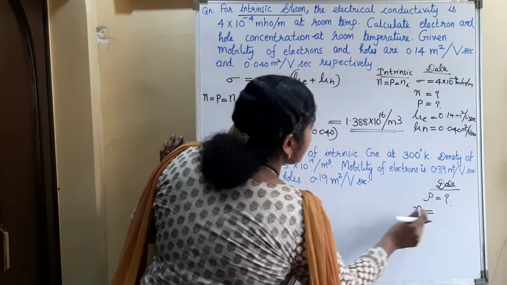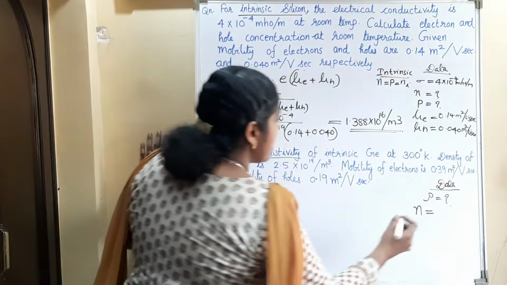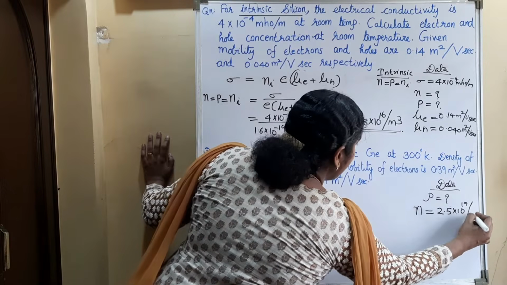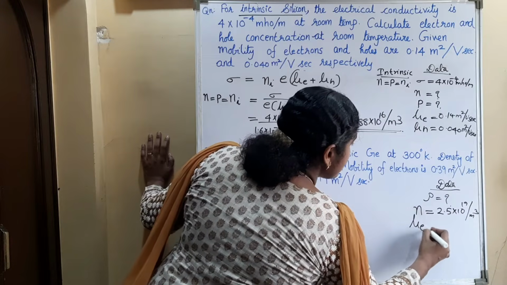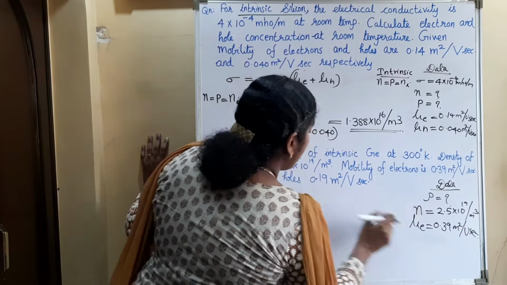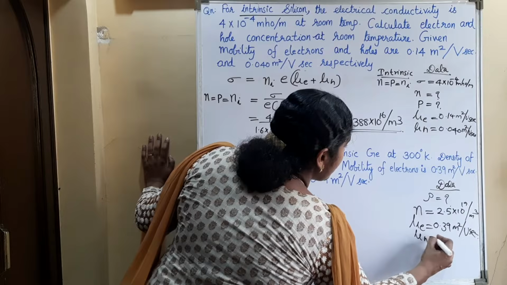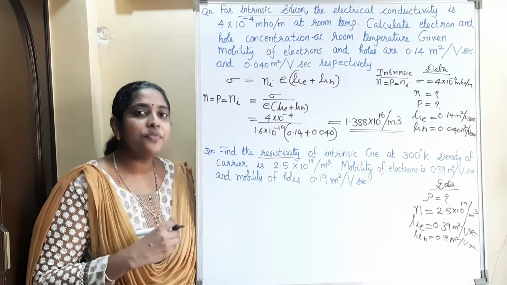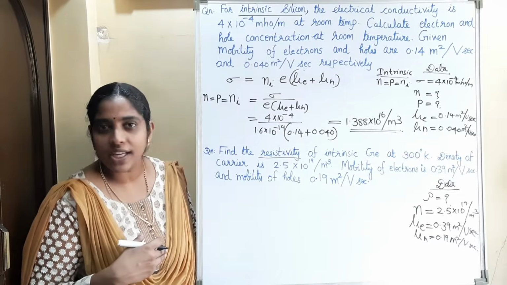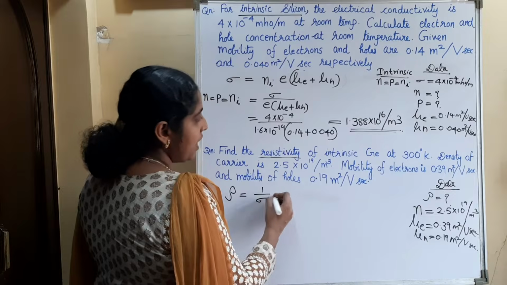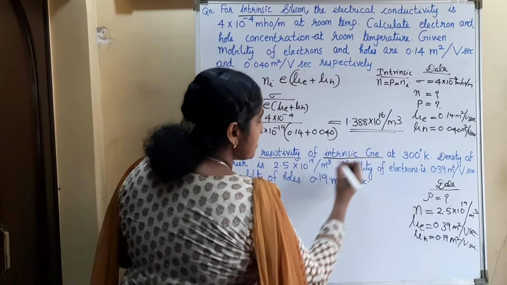Per meter cube means the number density of carrier is 2.5 into 10 raised to 19 per meter cube. Mobility of electrons is 0.39 meter square per volt second and mobility of holes is 0.19 meter square per volt second. Here to find the resistivity, first we can find out the conductivity, because resistivity rho is the reciprocal of the conductivity, and here the sample is intrinsic germanium.